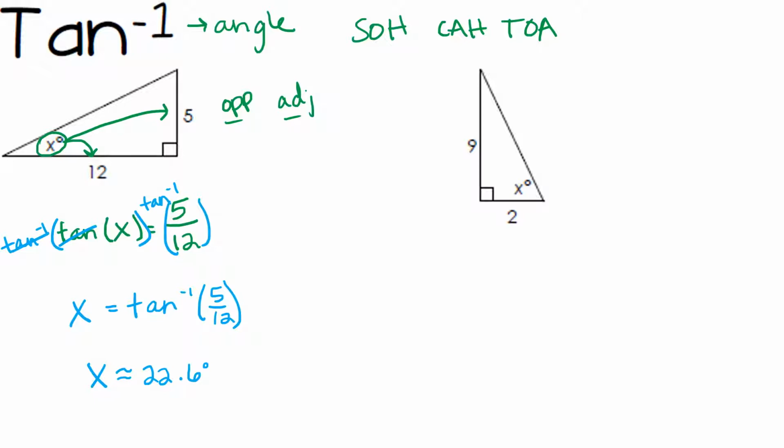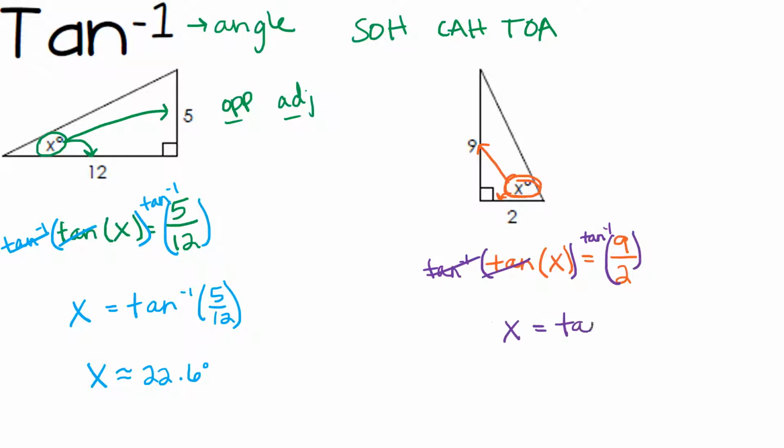Our last example of the day: here again we're finding an angle, and we're given opposite and adjacent, so we're going to be using tangent. Tangent of the angle, we don't know the angle, so I put in the x. Opposite is 9, adjacent is 2. To solve this problem, we do the inverse operation. The inverse operation of tangent is tan inverse, so I do a tan inverse to both sides. On the left-hand side, those cancel out, and I'm left with x equals tan inverse of 9 over 2.